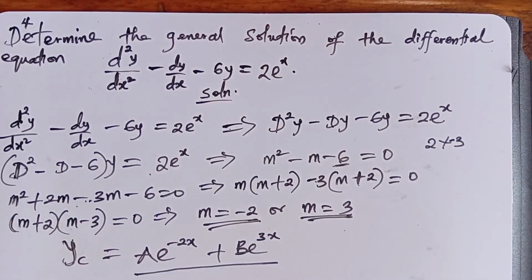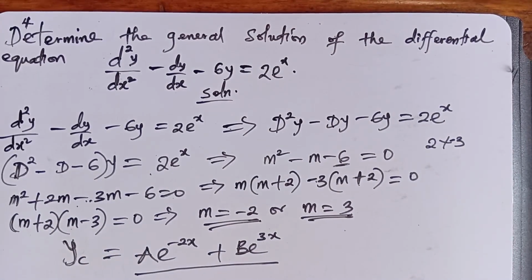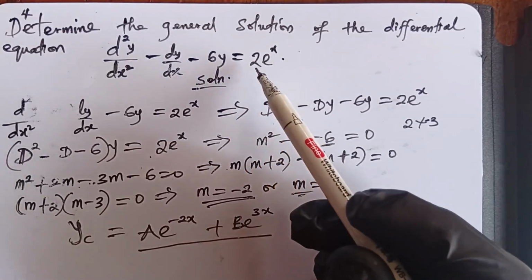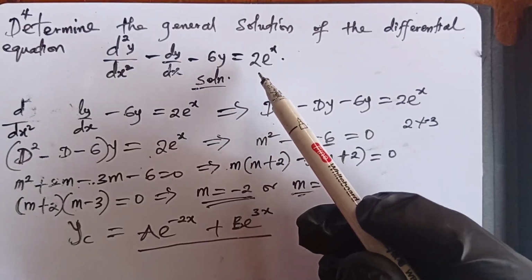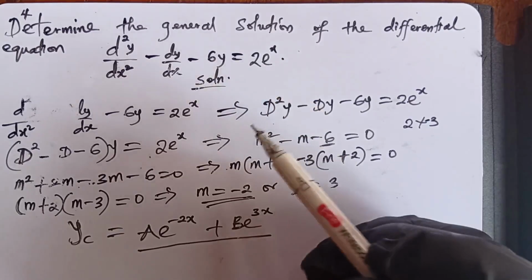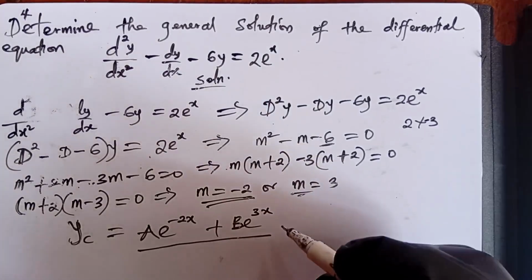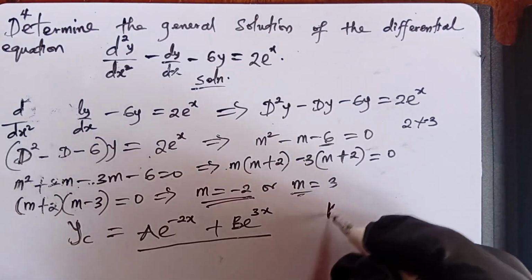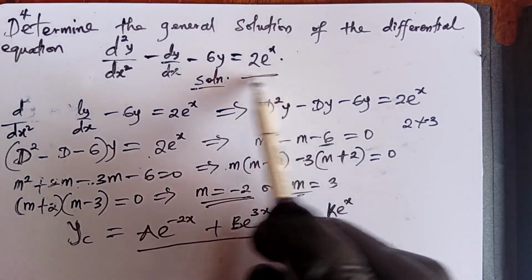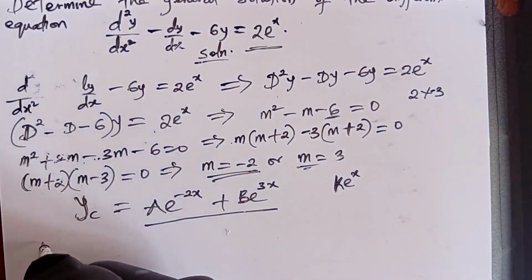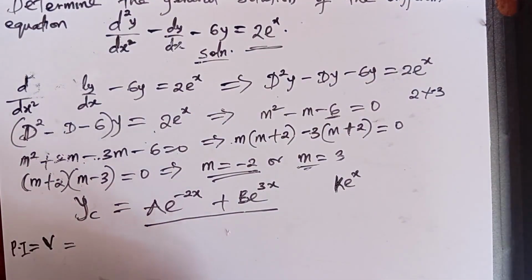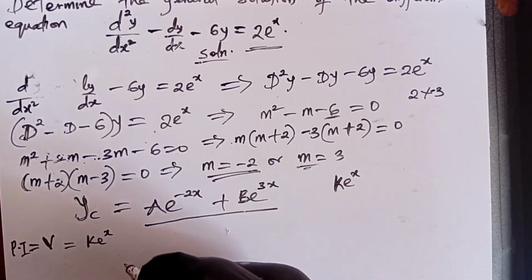So the next thing now is to find or determine the particular integral. Looking at the equation, we have at the right hand side 2e to the power of x. And we said that if we have an exponential function, the guess for the particular integral should be k e to the x also. So let the particular integral, PI, be equal to k e to the x.